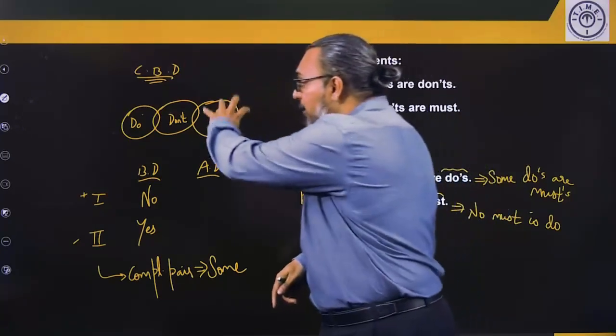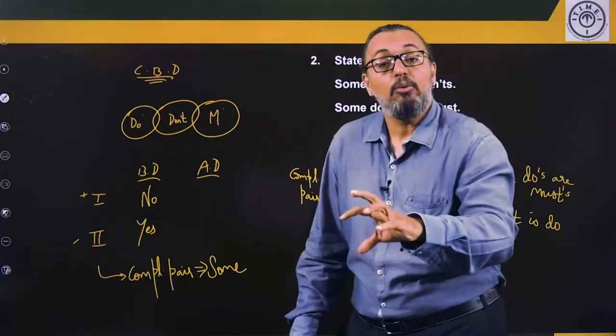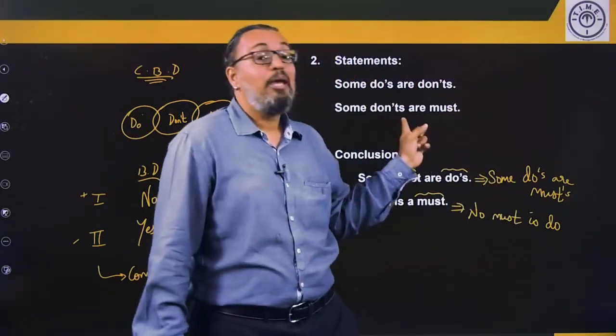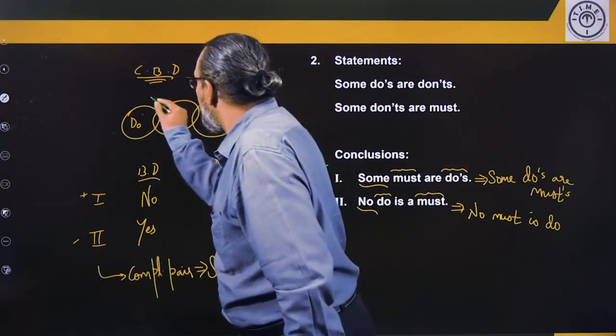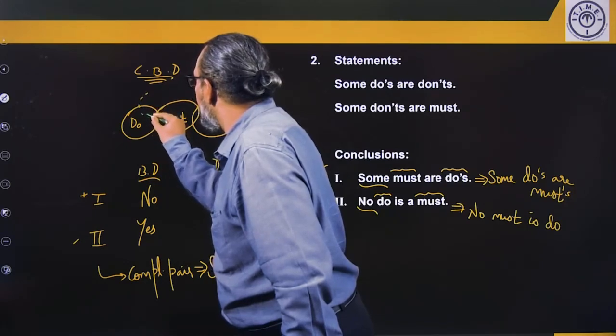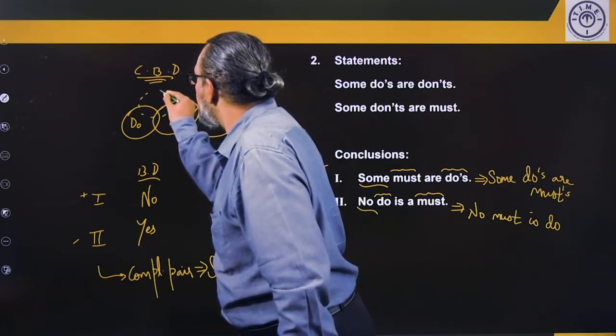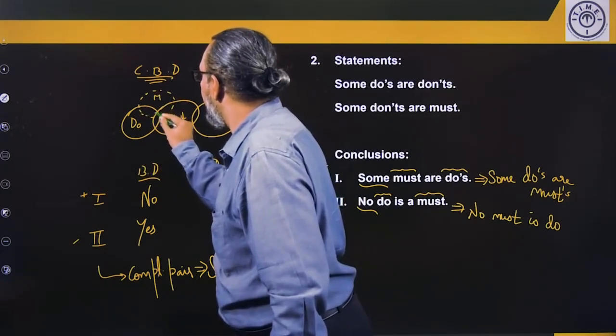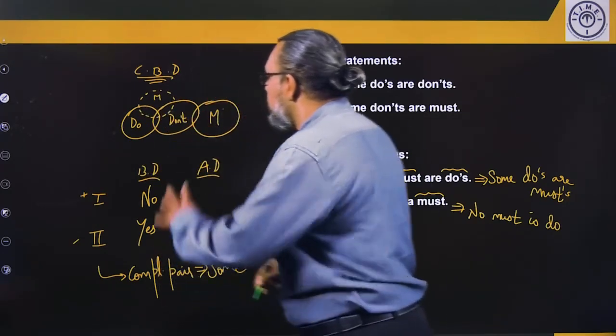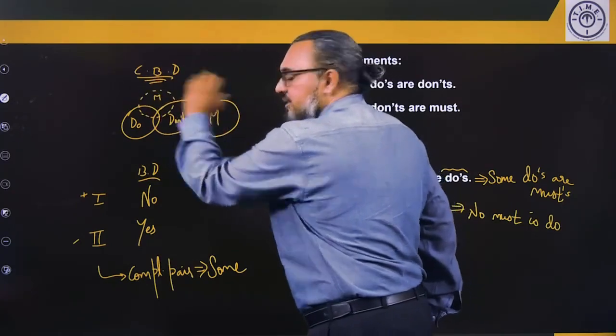Can I move the M circle? See, whichever circle you are moving, you should see if I am able to maintain my original relation. Now see what I will do. I am going to take the M circle and have a partial overlap like this. Do you see? I am making a dotted line like this. So basically I am moving the M circle like this.